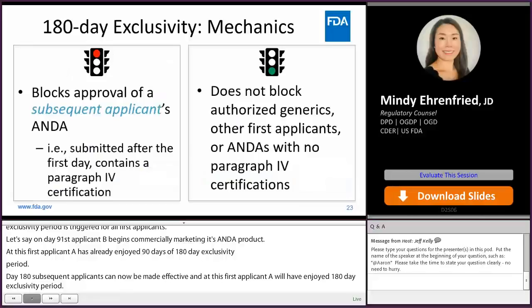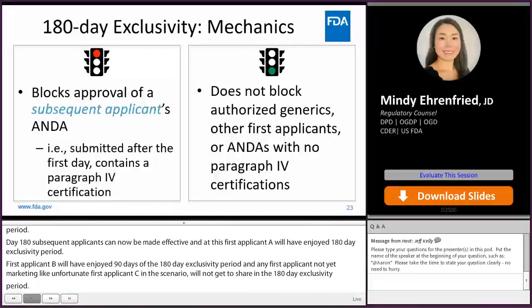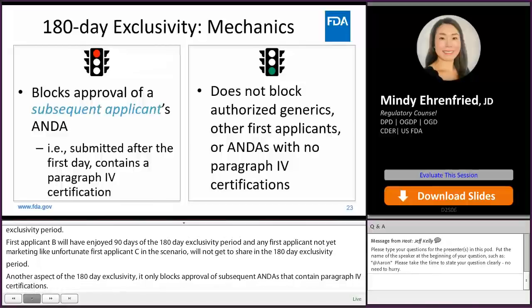Another aspect of 180-day exclusivity, it only blocks approval of subsequent ANDAs that contain paragraph 4 certifications. It does not affect previously approved applications, and it does not block approval of authorized generics or other first applicants' ANDAs, or approval of a subsequent ANDA that does not have a paragraph 4 certification, which might happen, for example, if a subsequent ANDA chose to submit a Section 8 statement to a listed method of use patent instead of a paragraph 4 certification.